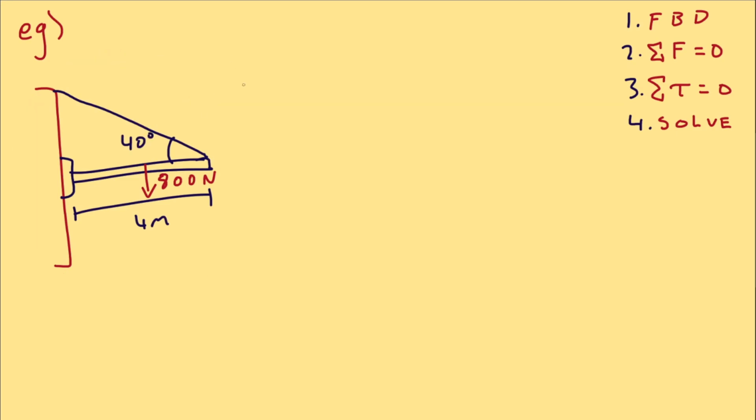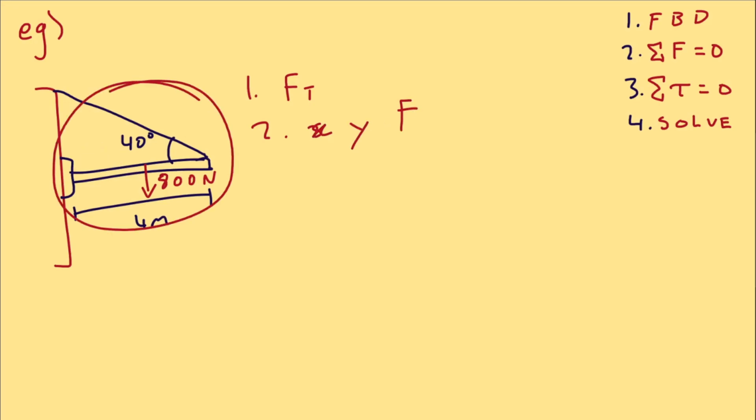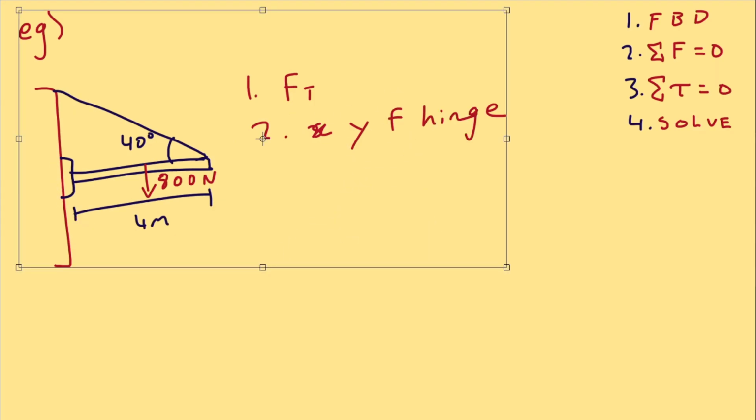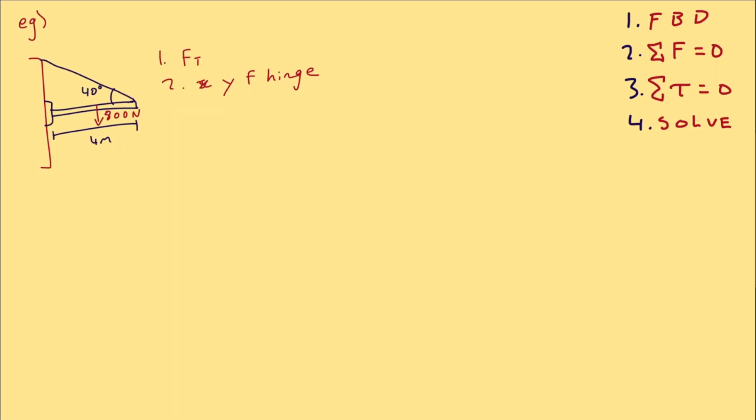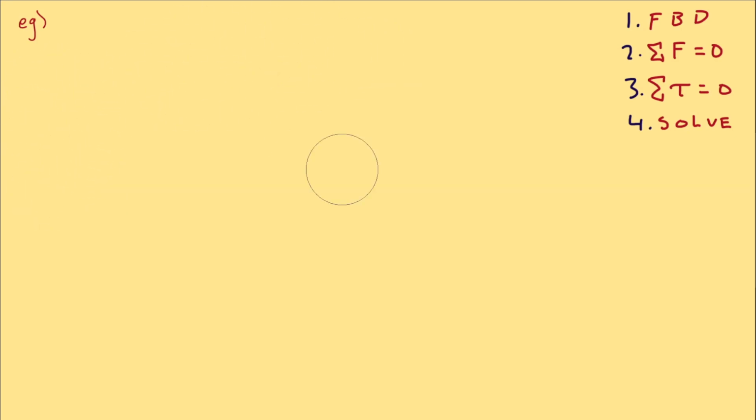Let's find two values. First thing is the tension in the cable. The second thing is the X and Y components for the force that the hinge is exerting to keep this structure stable. We're going to use our reliable problem-solving framework, starting with drawing the free body diagram.